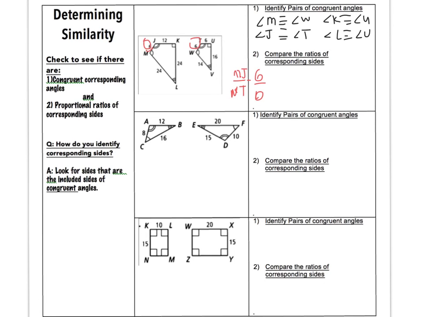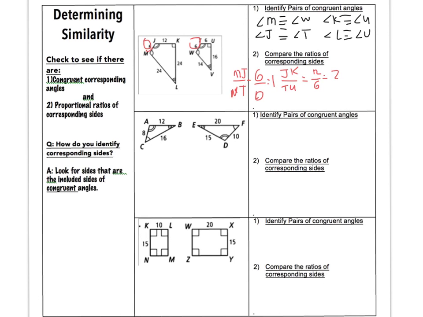Then I'm going to find JK to TU. I'm going to find that ratio. It's 12 to 6. So this one is equal to 1, and this is equal to 2. Right away, I know that these two sides are not proportional. These are proportional by a factor of 1, and these are by a factor of 2. So since their ratios are not proportional, I know that these two shapes are not similar.